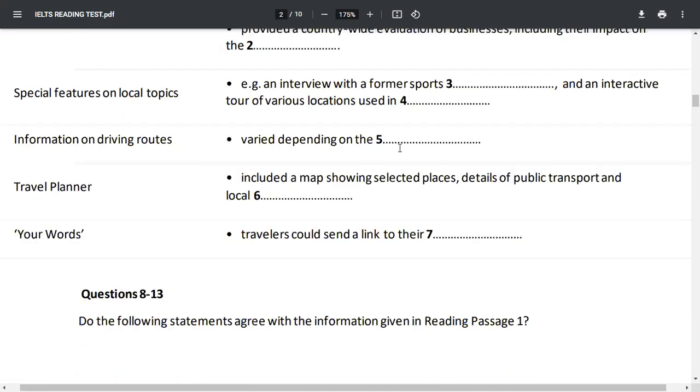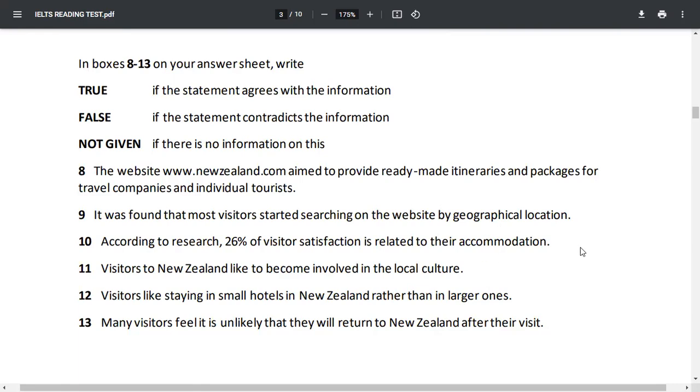So if you go back to sentence number 10, it's actually false. It's not only for the accommodation. It's false; it contradicts the information in the text. Moving now to number 11. Number 11 says, visitors to New Zealand like to become involved in the local culture. So they like to become involved in the local culture.